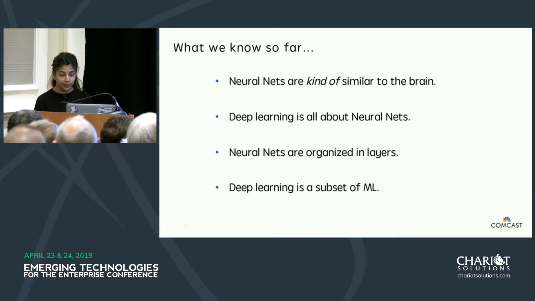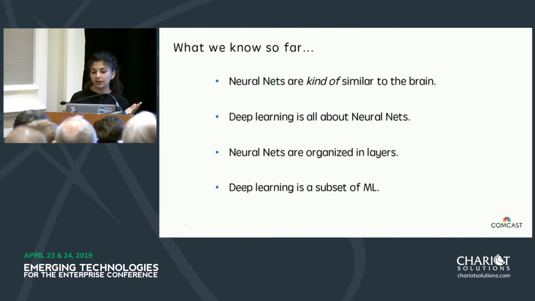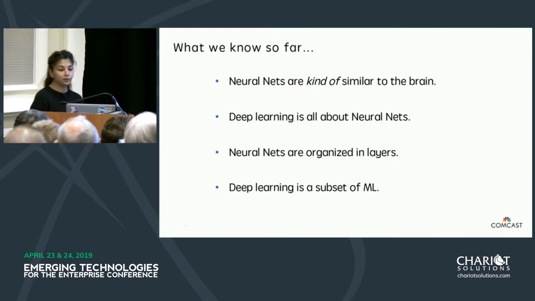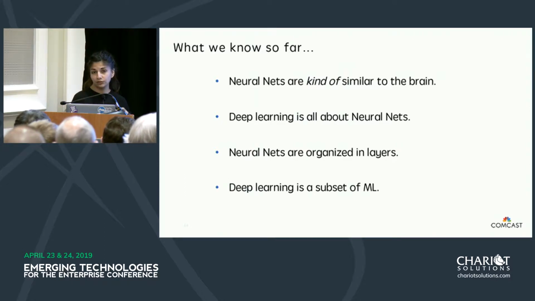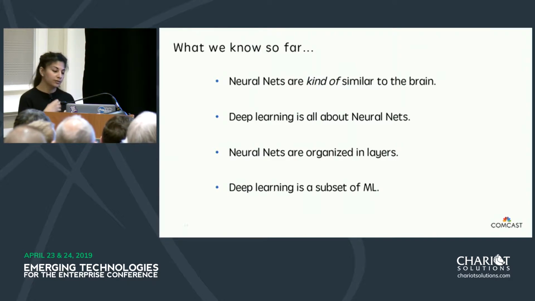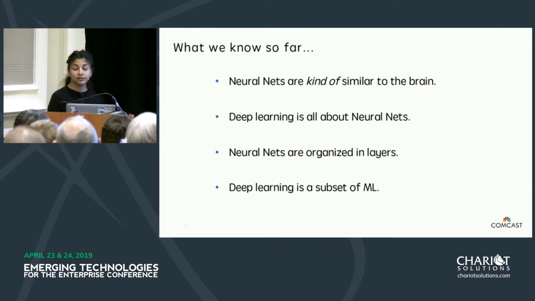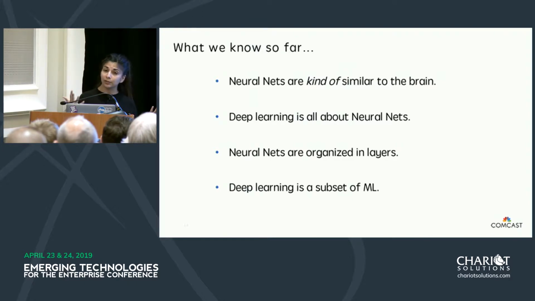All right, so let's take a break for a little bit and summarize what we know so far. Neural nets are kind of similar to the brain, kind of. Deep learning is all about neural networks. Neural networks are organized in layers. These are the containers that hold the neurons or the nodes. The result is some information or data point that is fed into the neurons that it's connected to in the next layer. And then deep learning is a subset of machine learning, so there is an aspect of training, evaluating, and deploying models so that these deep learning models can actually have impact in the real world.